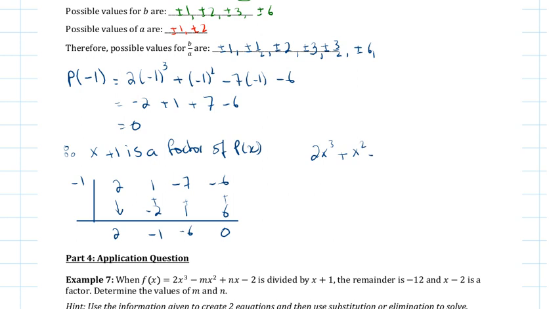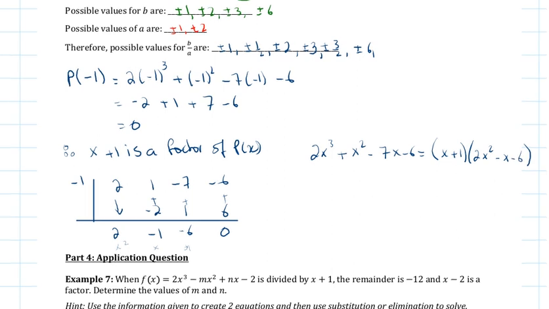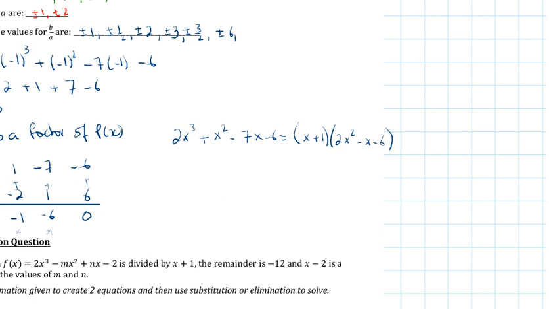So far I have the following. 2x cubed plus x squared minus 7x minus 6 equals x plus 1 times, so this is x squared, x, and the number, so 2x squared minus x minus 6.